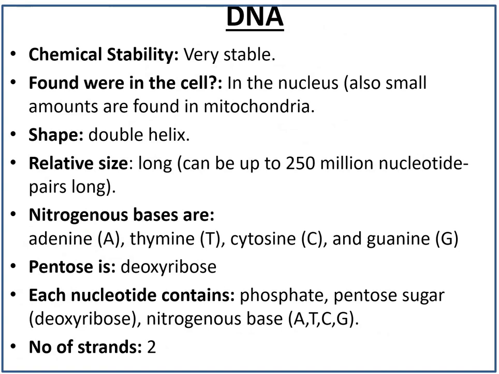Just a bit of a look at DNA and RNA now. So DNA is a very stable structure. It's found in the nucleus and little bits in mitochondria. It's got a double helix structure. It's relatively long, can be 250 million nucleotide pairs long. The nitrogen bases are adenine, thymine, cytosine and guanine. And its pentose sugar is deoxyribose. And each nucleotide contains phosphate, pentose sugar, which is deoxyribose, the nitrogen base, which can be A, T, C or G, and it's got 2 strands.